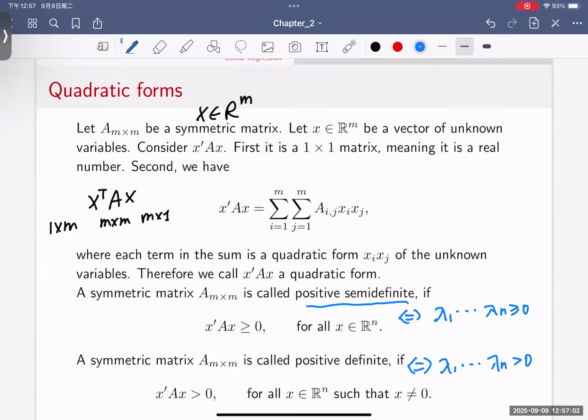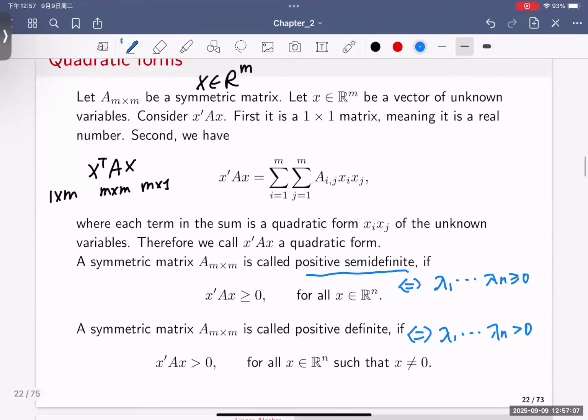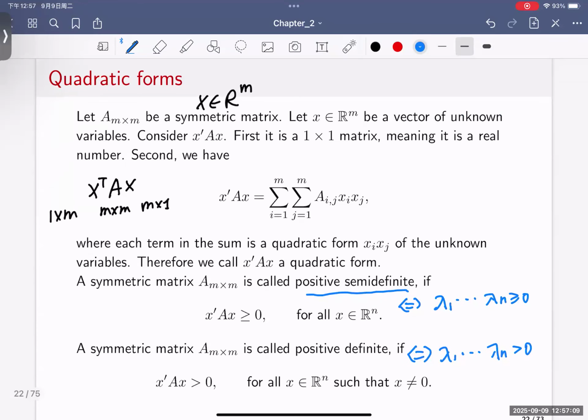So this is just some remaining content from last week. Next we will build on this linear algebra to reconsider our regression problem.